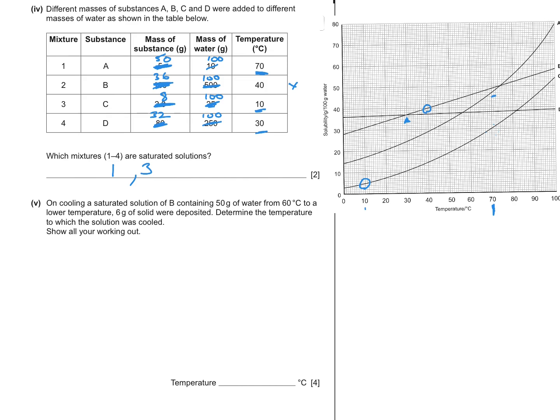So at 30 degrees C, 47 grams of D can dissolve in 100 grams of water. Well, in the question, we've only got 32 grams. So that's less than what the water can hold. So D, or mixture 4, is not saturated. So the answers are just 1 and 3.